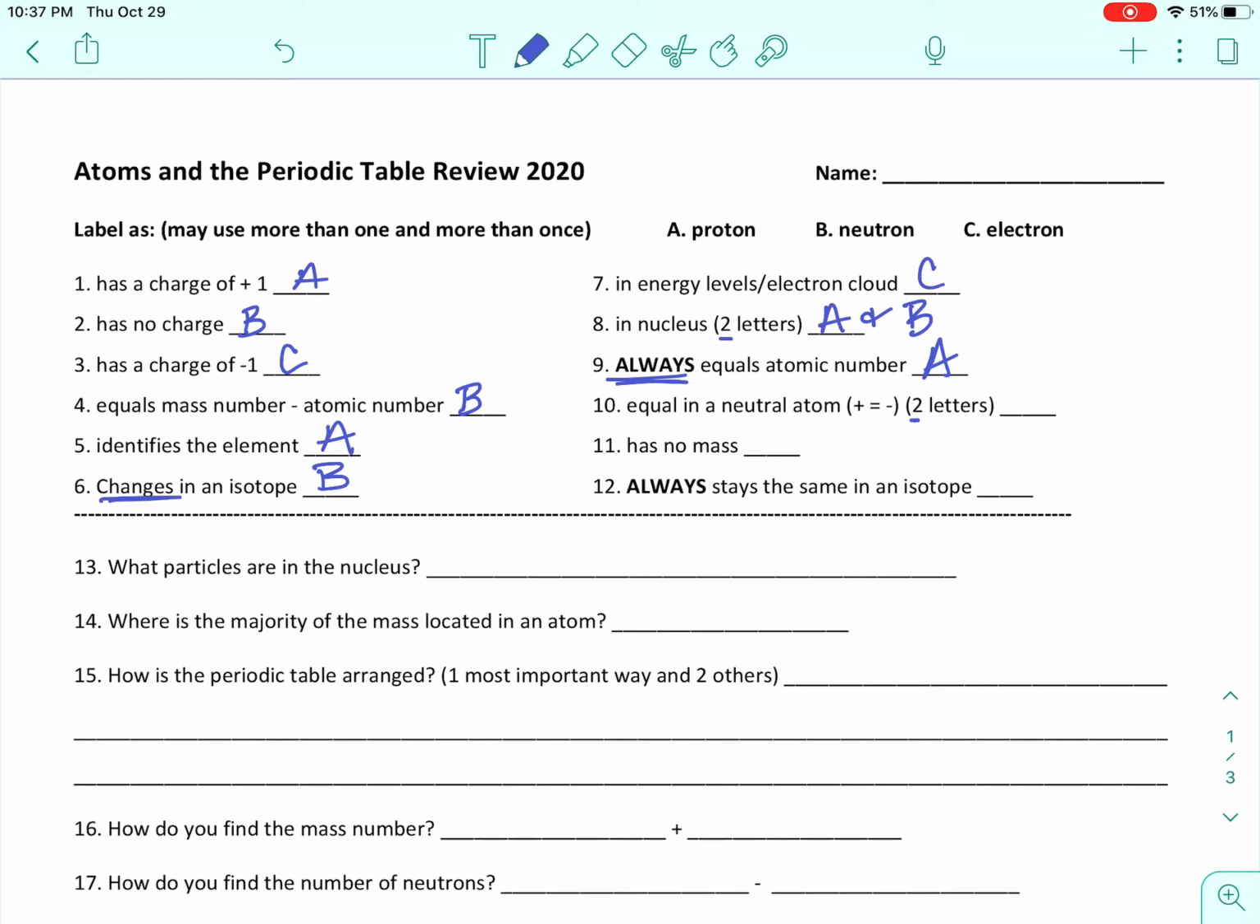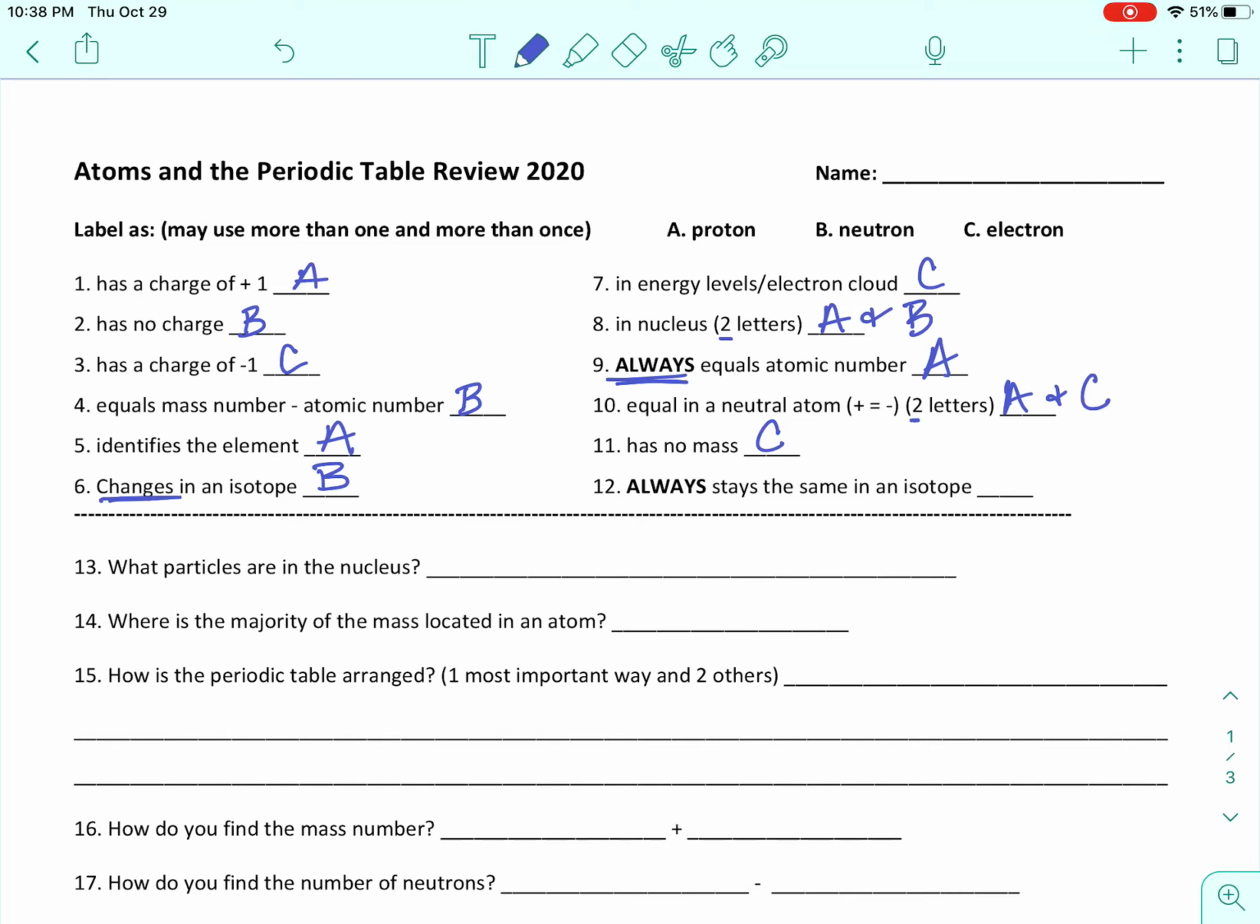Number 10, equal in a neutral atom. Positive equals negative. So that's going to be the proton and the electron. Has no mass. So that's going to be the electron. Remember, the mass number is protons plus neutrons. So nowhere in that equation do we find the electrons. The electrons are so small that we don't count their mass.